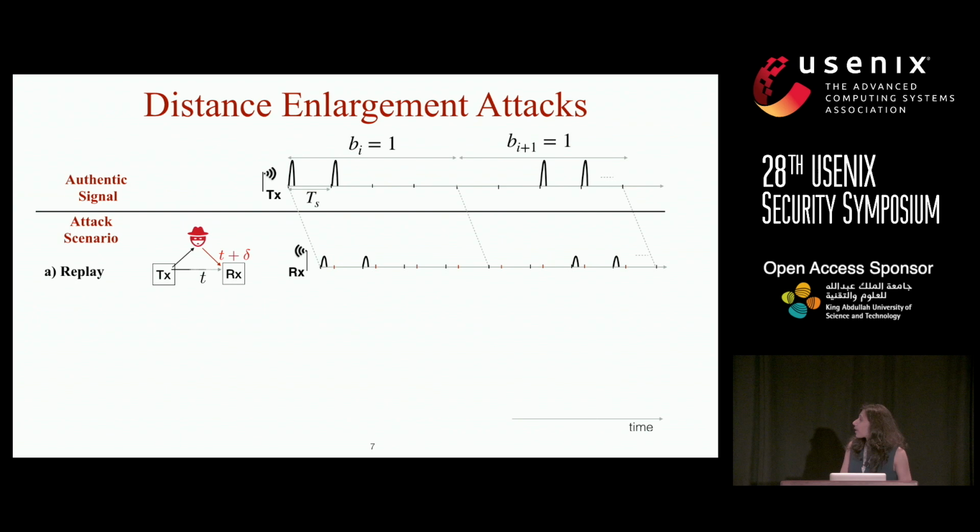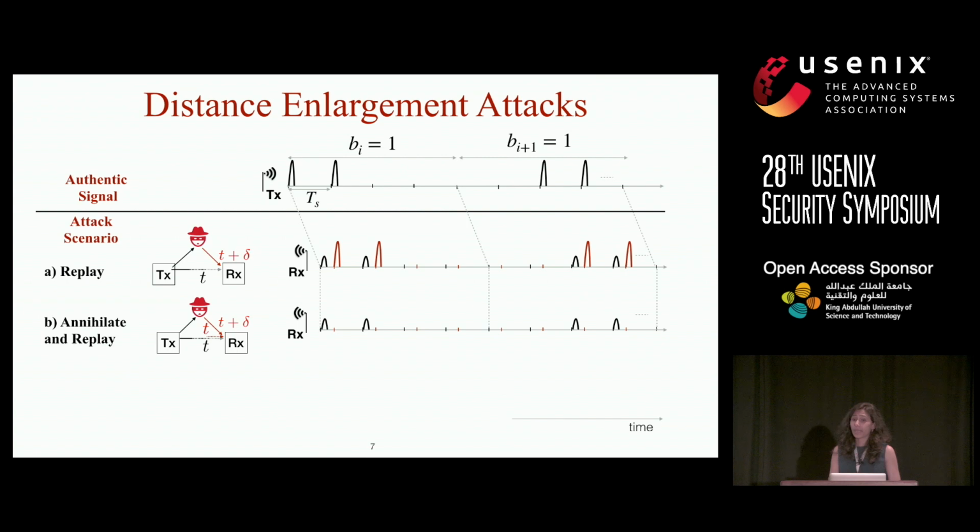The attacker can simply relay this signal after a time delta. Given that the attacker is relaying this signal with higher power, it might be possible that the receiver locks onto the attacker's signal and calculates the time of flight using it. Or there can be an even more severe attack where the attacker first tries to annihilate the legitimate signal and then replays it. So even if the attacker does something smart, it still has to check whether there was a legitimate copy of this signal or not.